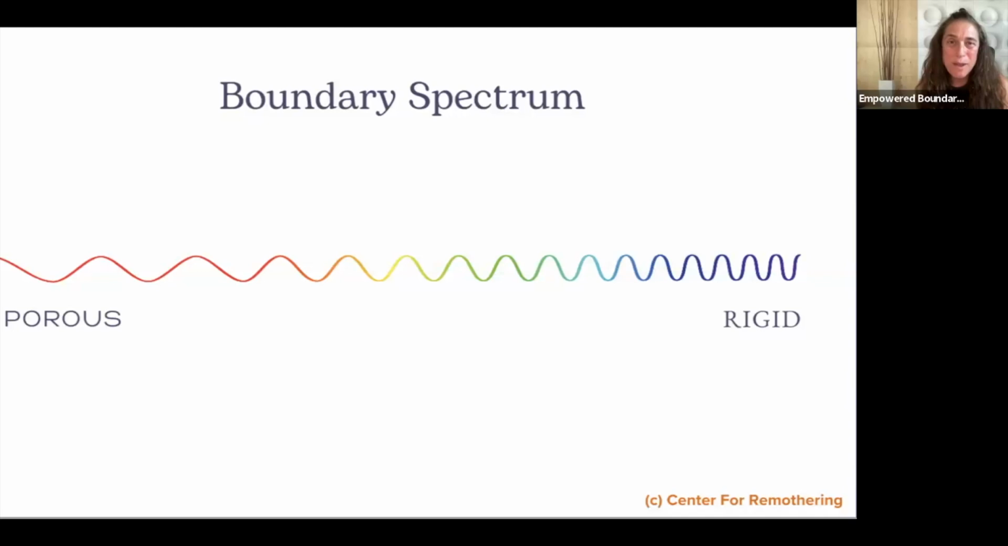Now that we've traveled our first pass through the boundary types, let's talk about the boundary spectrum. You can think of boundaries on a scale from porous to rigid, where porous boundaries are open and permeable, and rigid boundaries are closed off and impervious, and healthy boundaries are flexible. Another way to think about healthy boundaries is that they're intentional and aligned. And we'll be exploring more what it means to be intentional and aligned and flexible with our boundaries as we continue to travel the spiral deeper in the coming videos.